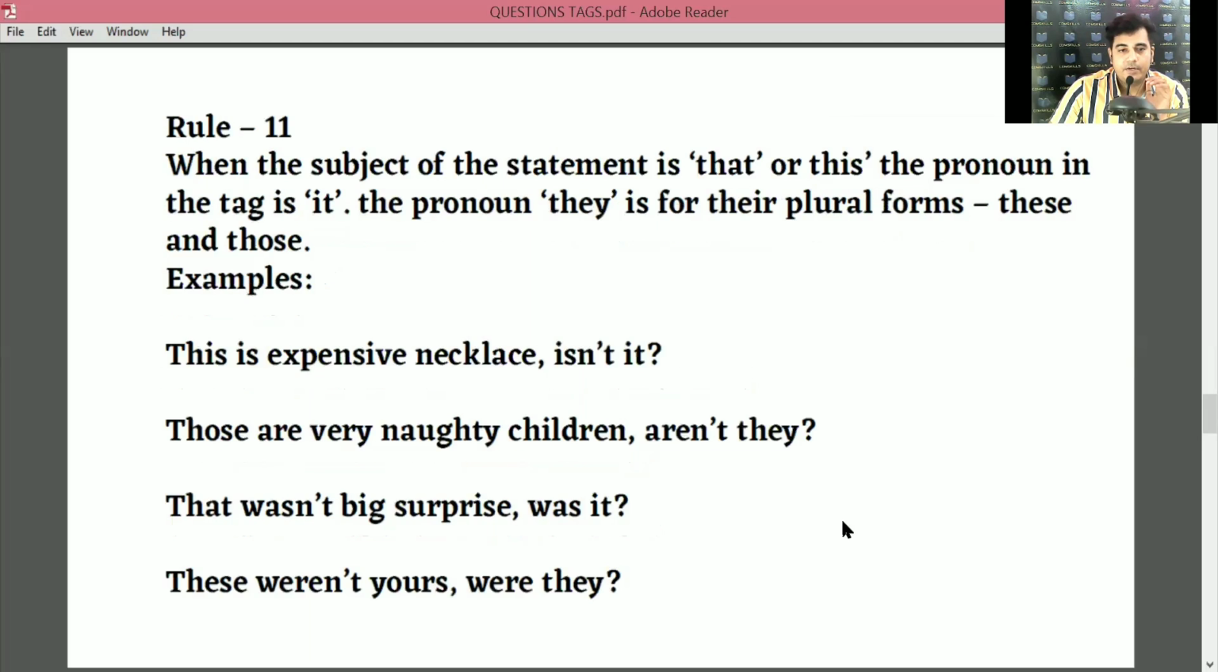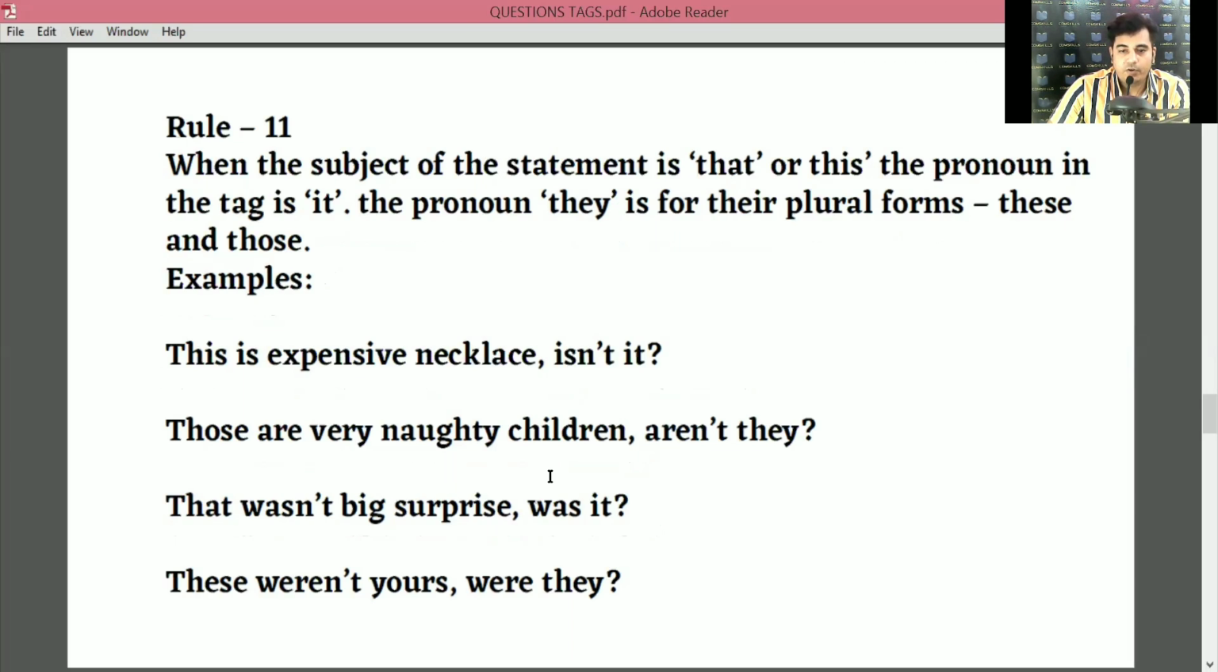Okay, that's very clear. Then rule number 11. When the subject of the statement is that or this, the pronoun in the tag is it. So when we have this and that, just use it only. The pronoun they is for the plural forms, these and those. Now here we have the example. This is an expensive necklace, isn't it? So it is for necklace.